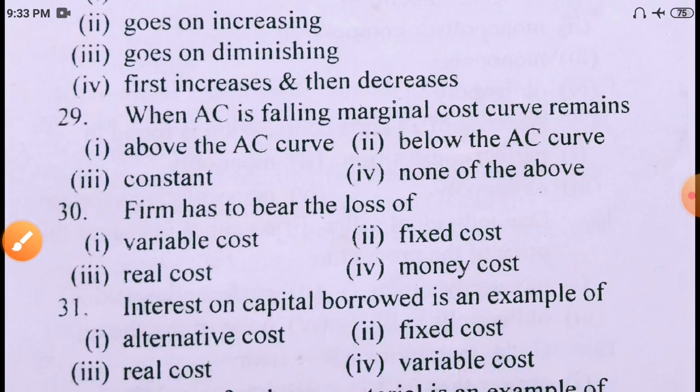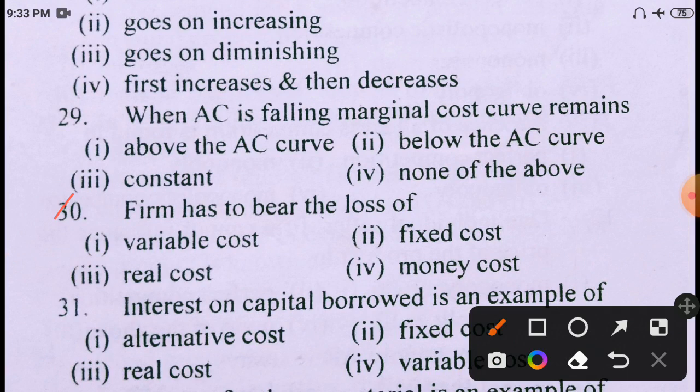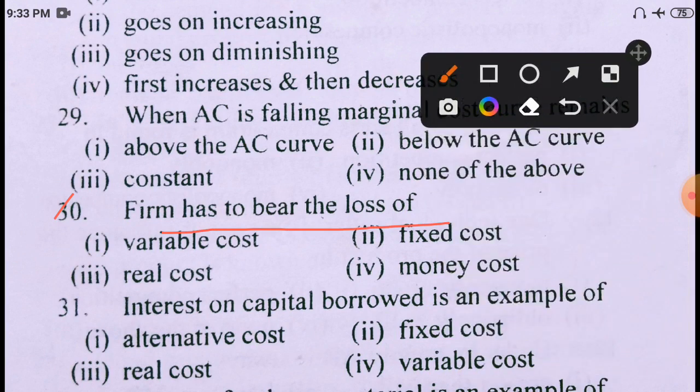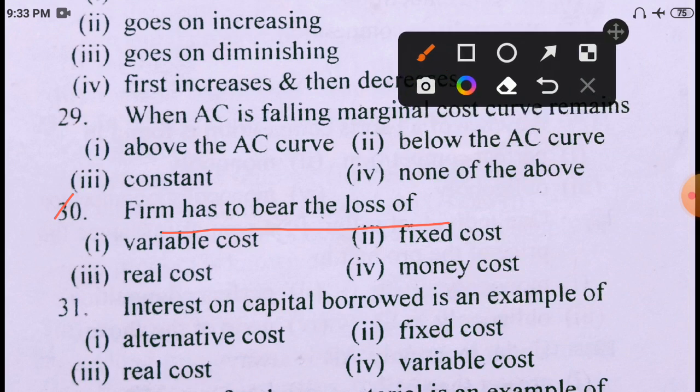Next, number 30. The firm has to bear the loss of: (i) variable cost, (ii) fixed cost, (iii) real cost, (iv) money cost. The correct answer is (i) variable cost.